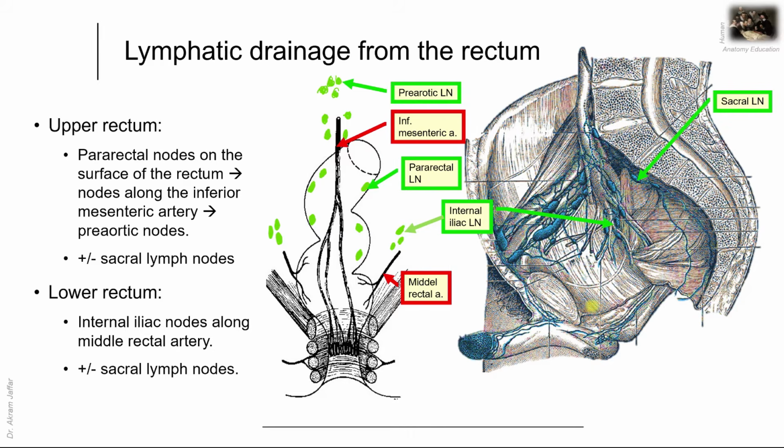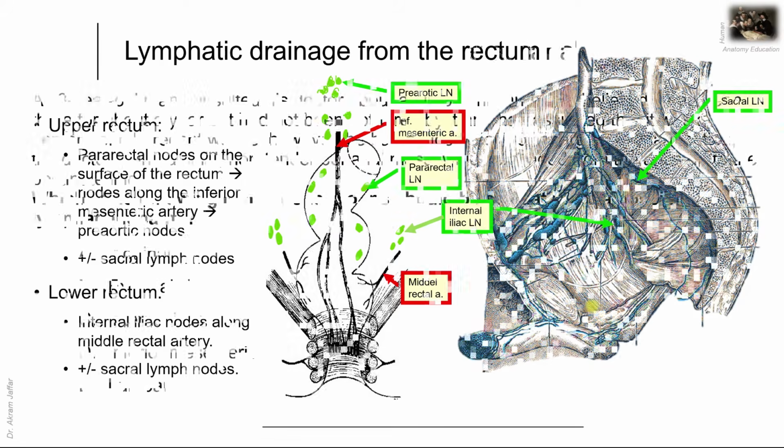So we should be careful here. The upper part of the rectum, like the sigmoid colon, drains to the inferior mesenteric lymph nodes, while the lower part of the rectum, like the upper part of the anal canal, drains into the internal iliac lymph nodes mainly.